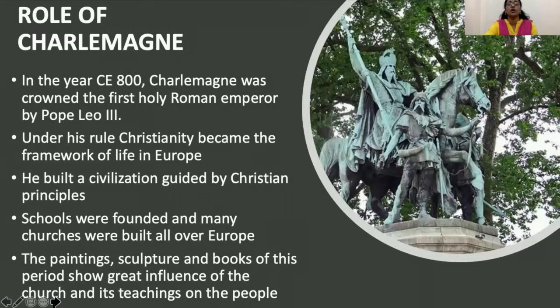Now we will see the role of Charlemagne. In the year Christian era 800, Charlemagne was crowned the first Holy Roman Emperor by Pope Leo III. Under his rule, Christianity became the framework of life in Europe. He built a civilization guided by Christian principles. Schools were founded and many churches were built all over Europe. The paintings, sculpture, and books of this period show great influence of the church and its teachings on the people.